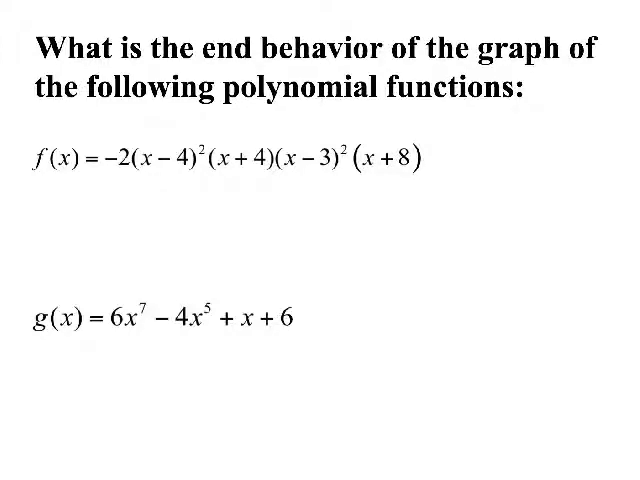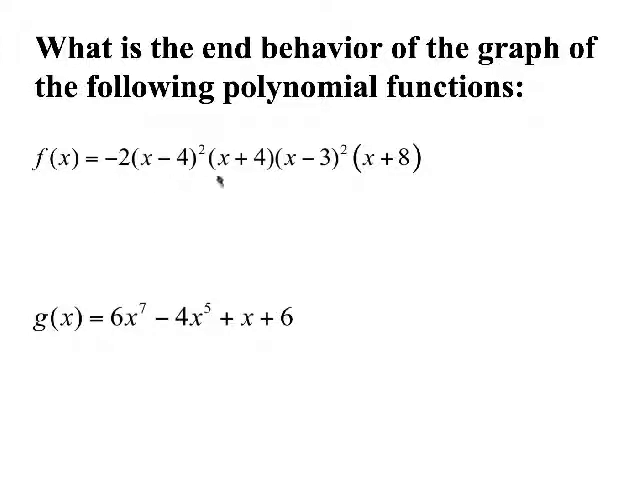In order to make graphs of polynomial functions, you need to know the end behavior. So we're going to find the end behavior of these two functions. Now, with this particular function right here, to find the end behavior, the two things you need are its degree and the sign of its lead coefficient. So let's start with the sign of its lead coefficient.